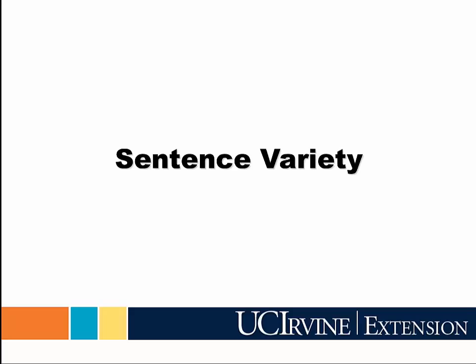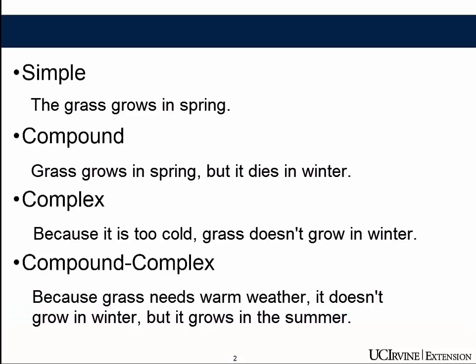This lesson is about sentence variety. Sentence variety means using different kinds of sentences. The first way we can do this is by the type of sentence. English has 4 types of sentence.